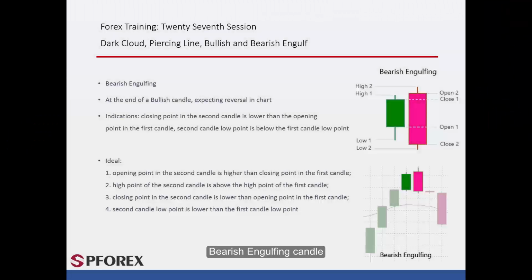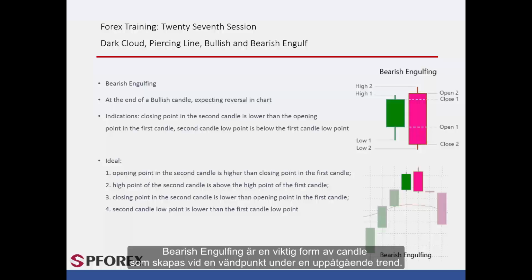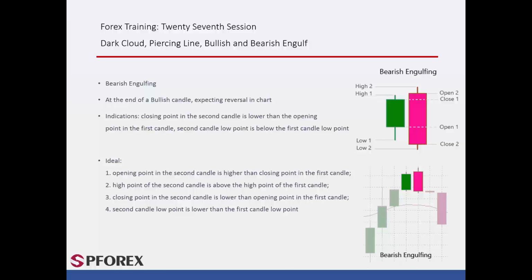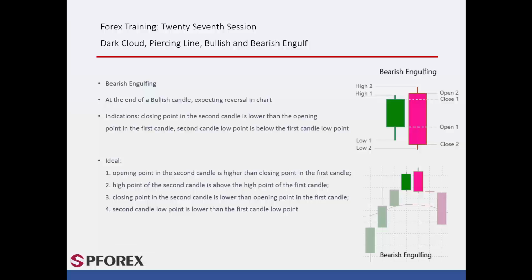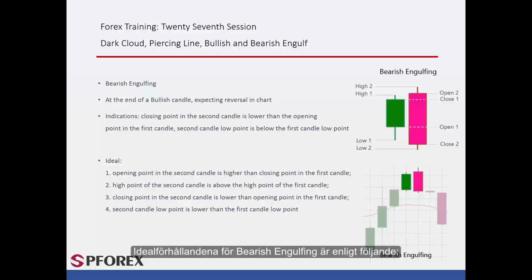Bearish engulfing candle. Bearish engulfing is an important candle that would be formed at a reversal point of an uptrend. It consists of two candles, in which the close price of the second candle is lower than the open price of the first candle. The low of the second candle must be lower than the low of the first candle. The ideal conditions for bearish engulfing are as follows.